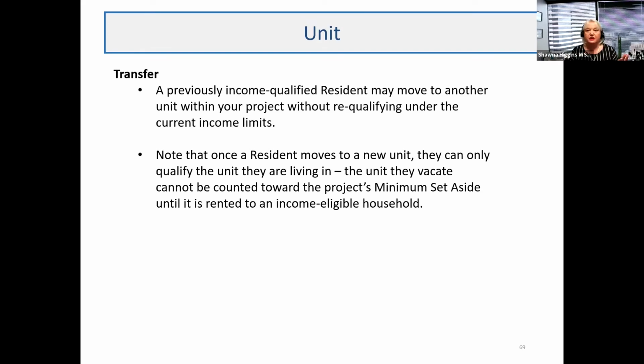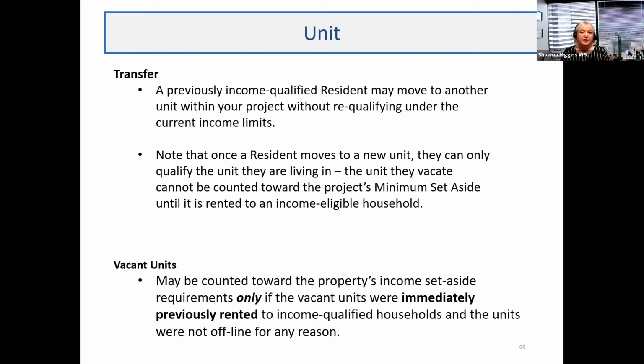And that unit all of a sudden becomes almost like a market unit. Vacant units may be counted toward the property's income set aside requirements only if the vacant units were immediately previously rented to an income qualified household, and the units were not offline for any reason. So for instance, if you were doing any kind of mini rehab and it's offline for more than, say, 30 days, then you're not going to be able to consider that a qualified unit anymore.